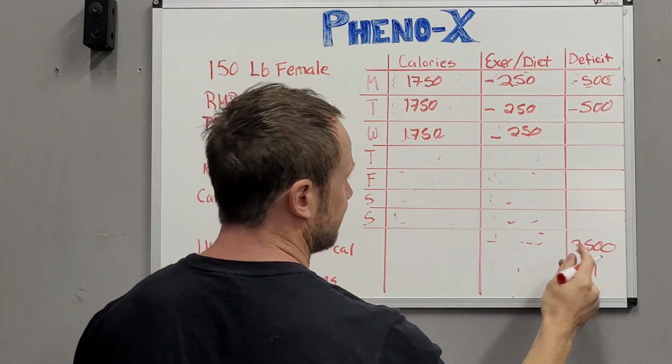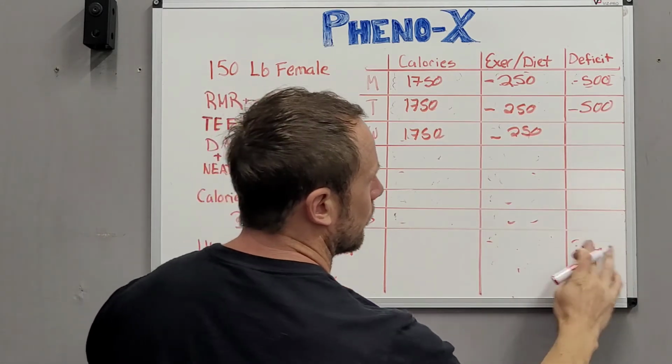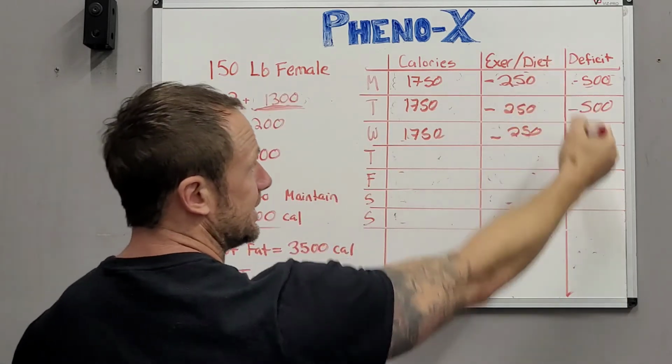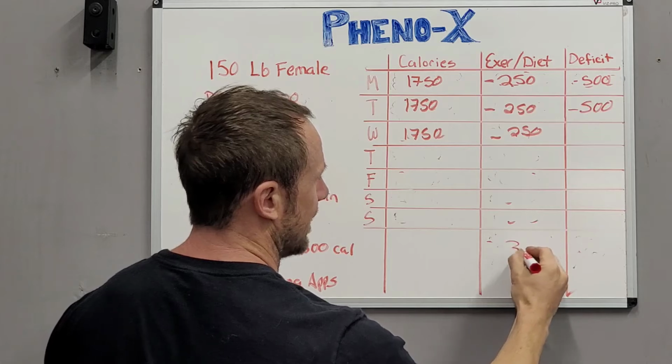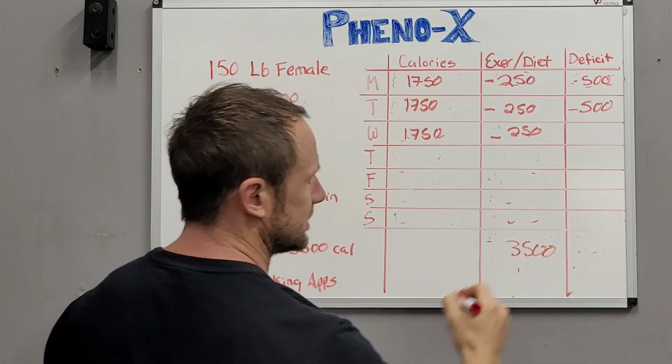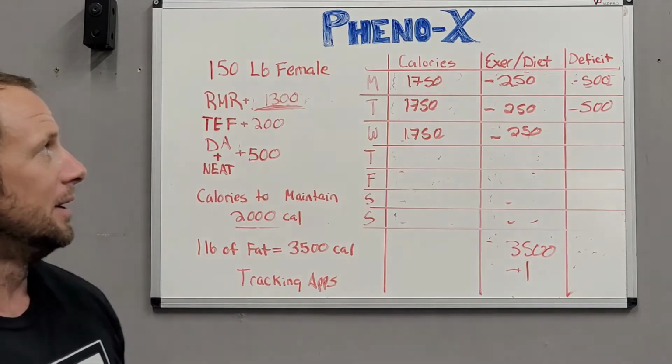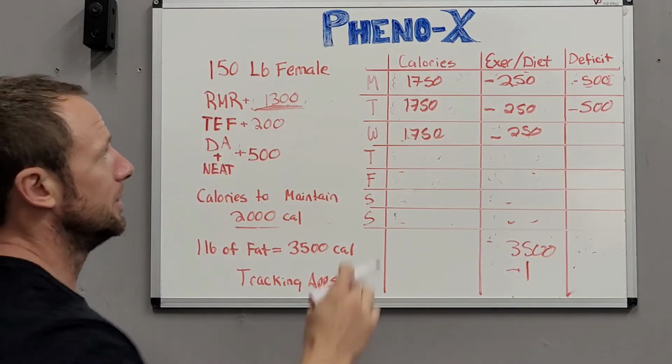Okay, so here, what should be pretty obvious now is the net deficit is going to be 3,500 calories. And that should be 1 pound of fat loss.